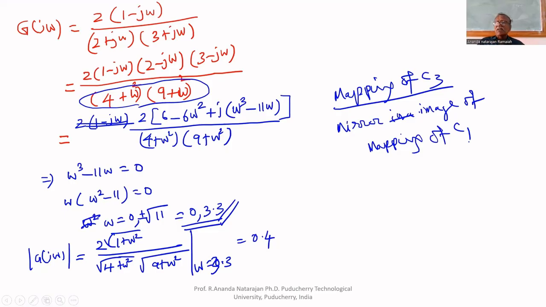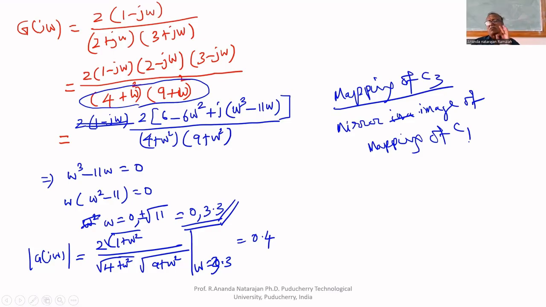So what is required? Only the polar plot is required. If you know the polar plot, you have to draw the mirror image of the polar plot. That's all. Mirror image of the polar plot, you will get the Nyquist plot. So the simplest way to remember the Nyquist plot is, first we have to draw the polar plot as omega varies from 0 to infinity. After drawing the polar plot, draw the mirror image of that plot, you will get the Nyquist plot, unless there is an S term.